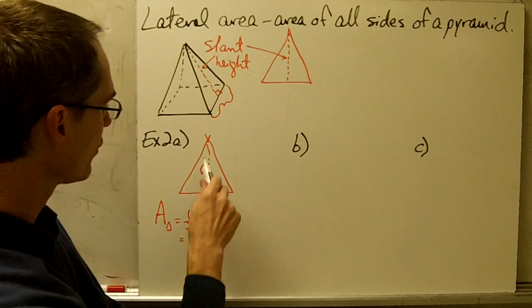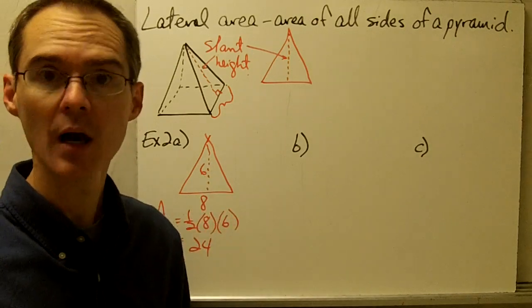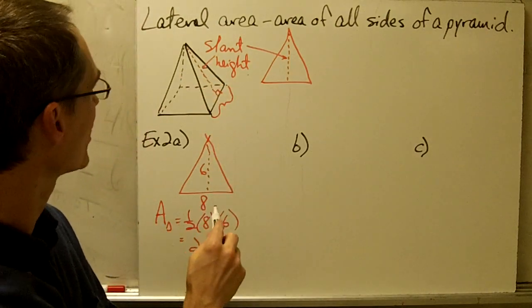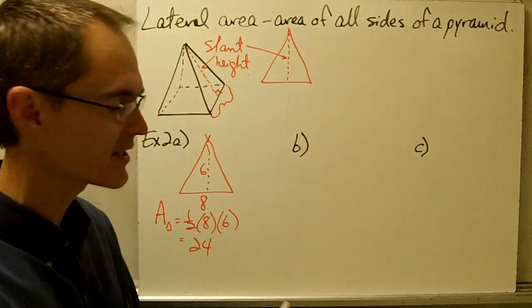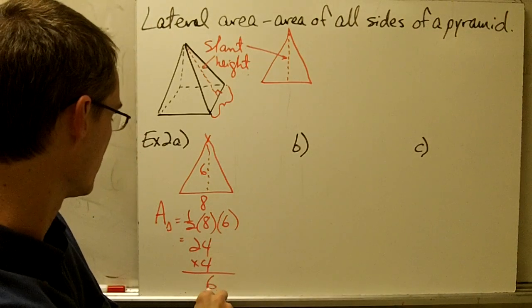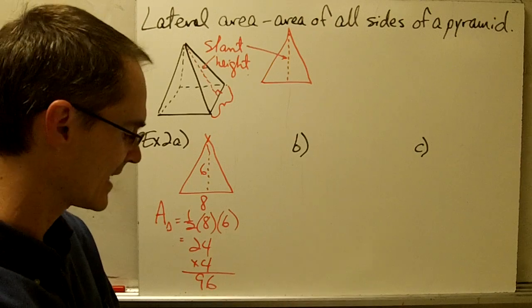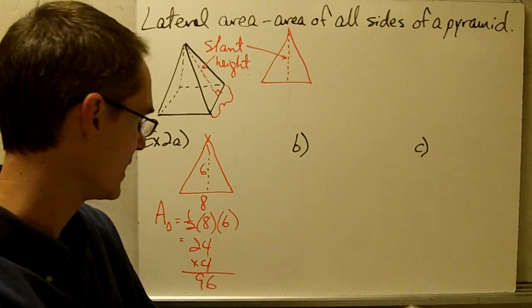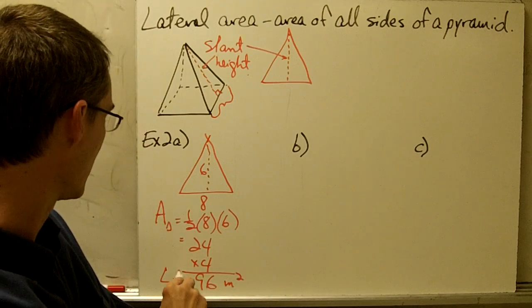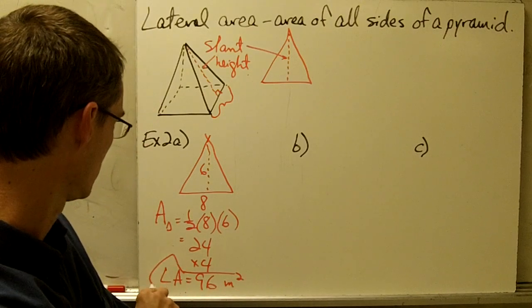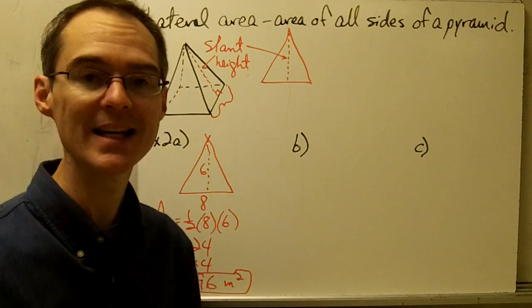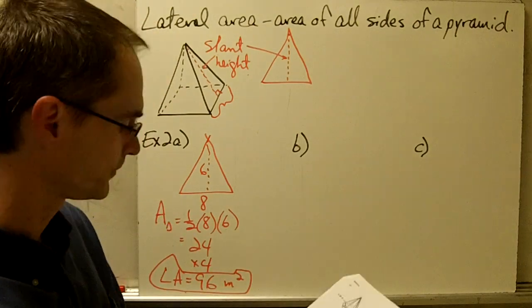And this area, 24, notice, is the area of one of my 4 sides on this pyramid. So if I want the entire lateral area, the area of all sides, I need to multiply this number times 4. And 24 times 4 is 96. And that's going to be in meters squared. So my lateral area for 2a is going to be 96 square meters.